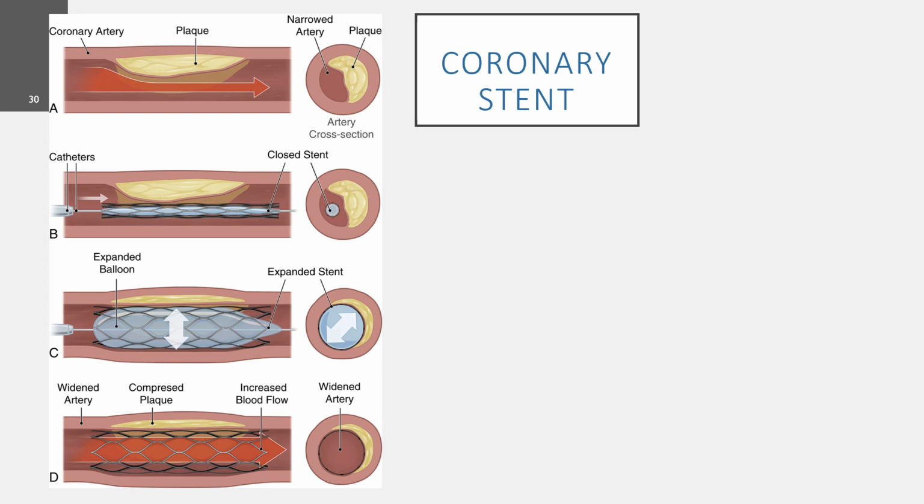Application of a coronary stent. Here you can see in image A a severely occluded coronary artery. B and C show that a blocked coronary artery can be held open using a balloon expanded device called a coronary stent. And in image D, you can see the stent maintains an open vessel, allowing blood to pass through freely.